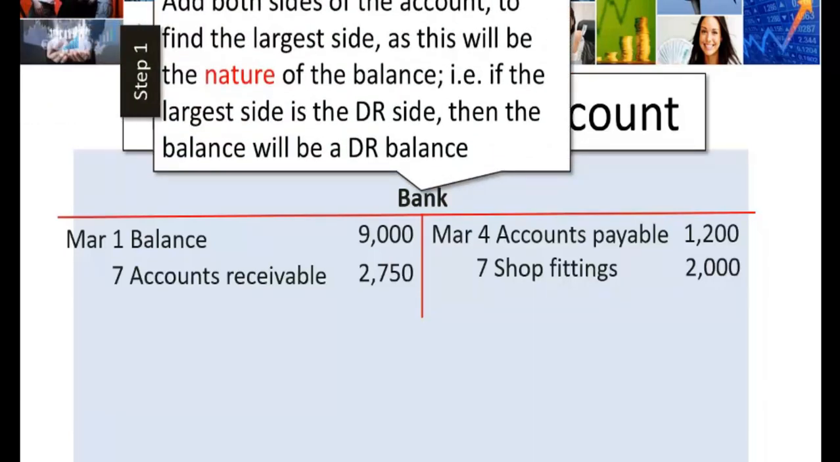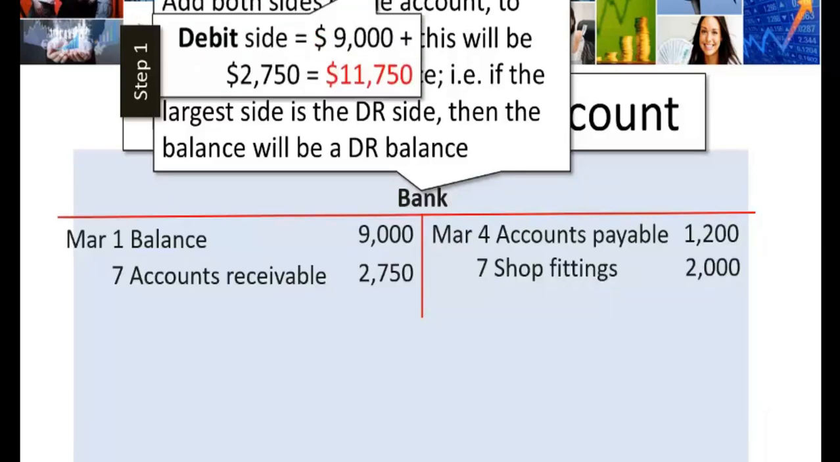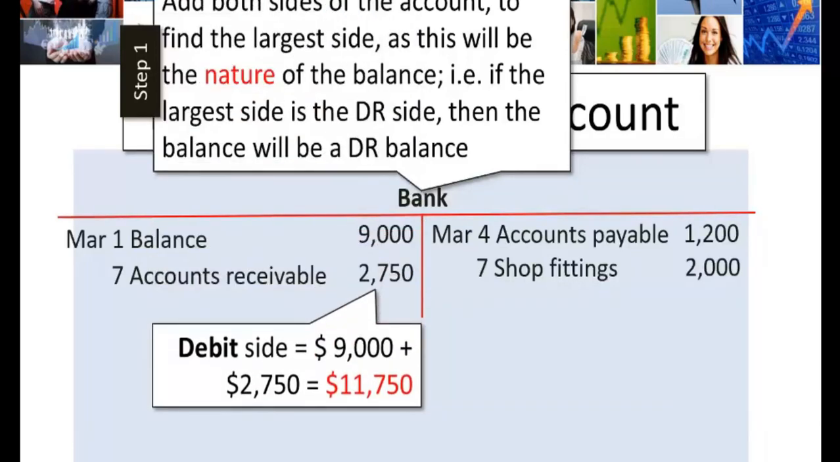The first step to balancing a ledger account is to add both sides of the account, the debit side and the credit side, and that's going to tell you the nature of the balance. If the largest side is the debit side, then the balance will be a debit balance. If the largest side is the credit side, then it will be a credit balance. So we're adding up these two sides.